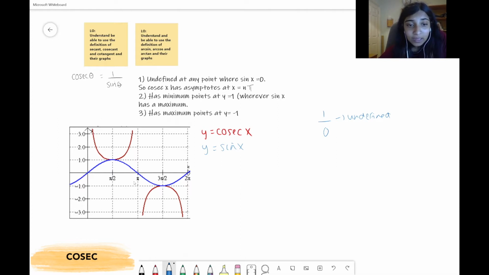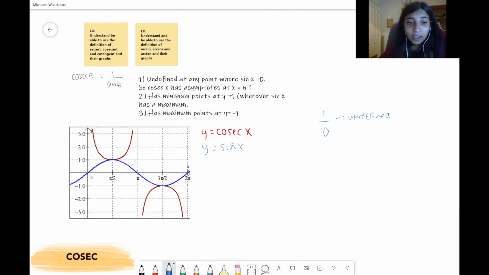Similarly at pi here, or 180 degrees, sine x does equal 0, but then if you look at the cosec x graph, as you increase the values, it keeps getting larger, but it'll never reach pi. And the same from the other direction, it'll just never reach pi. So this line here at pi is also an asymptote. And the same for 2 pi, because sine 2 pi is equal to 0. So it's undefined at any points where sine x equals 0, and that's the same as saying it has asymptotes at points where x is equal to n pi.